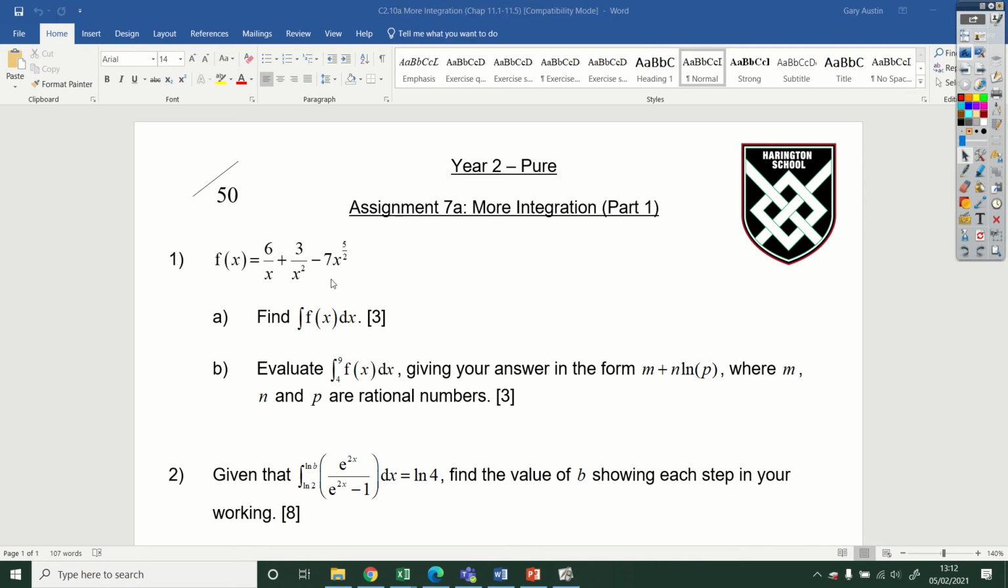So, question 1 is quite an elementary integral, apart from the first one, which goes to a special case. So you're firstly finding the antiderivative first of all. Then you're doing this definite integral from 4 to 9, giving your answer in that particular form, and then m, n, and p are rational numbers. I'm going to leave that one for you to do.